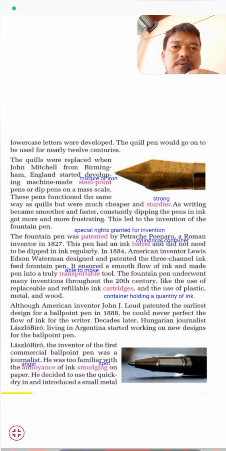Students, we are talking about the text, the history of the pen, when and how it was invented. Students, this is the third invention, and now the next paragraph.